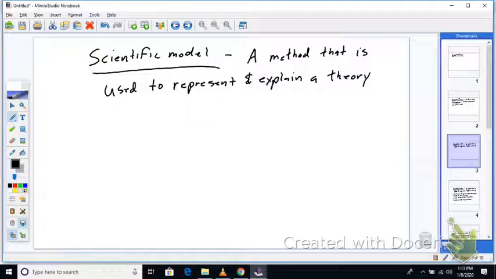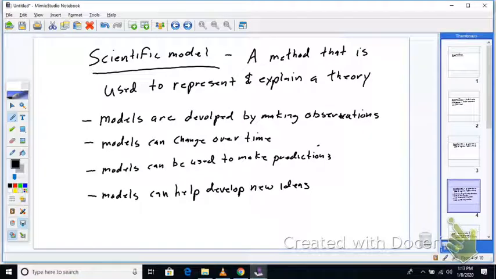You guys have already written a definition here, but these are four things that models will do. Models are developed by making observations, so by making an observation, you can create a model. Models can change over time. Models can be used to make predictions, like when we talk about the weather. Models can help develop new ideas.